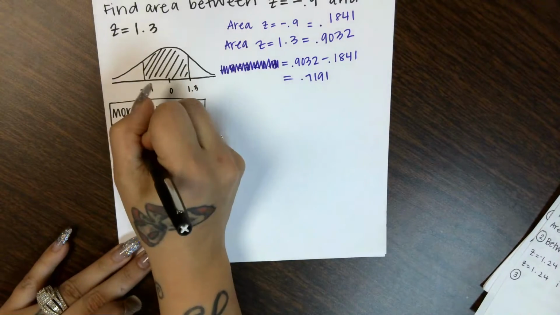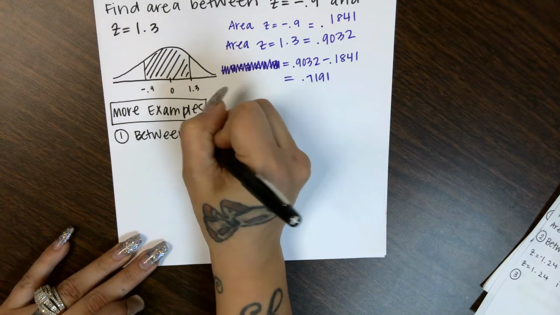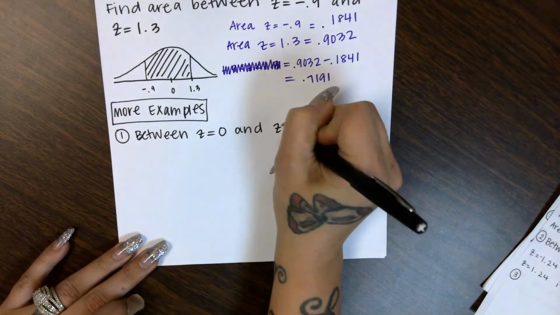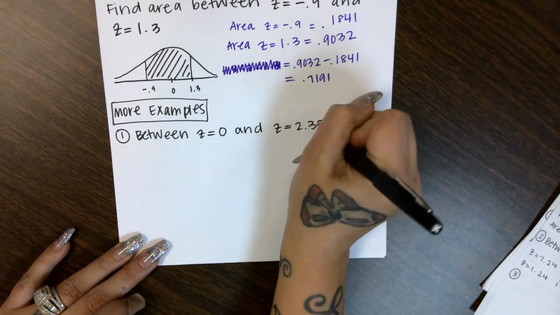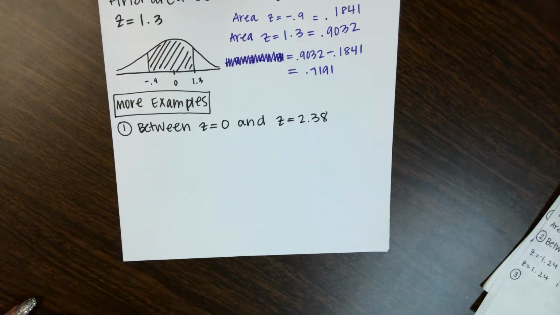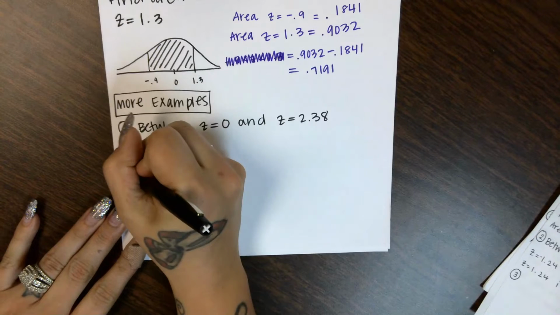Between z equals 0 and z equals 2.38. So what do I do? Let me know between z equals 0. So we go to the very bottom, right?